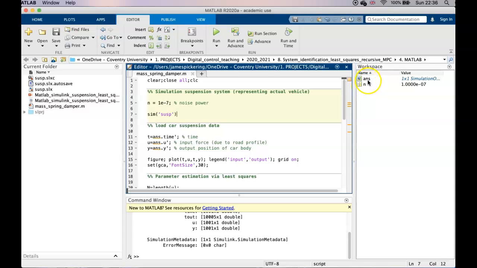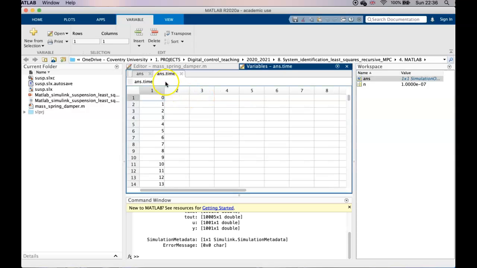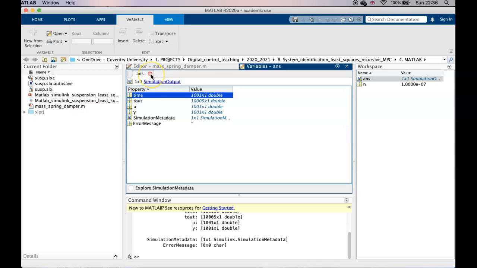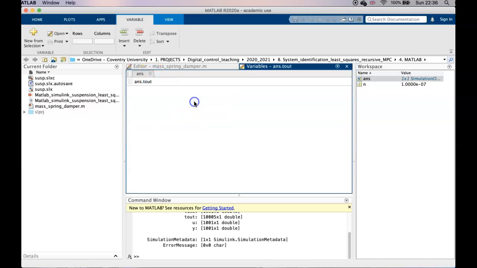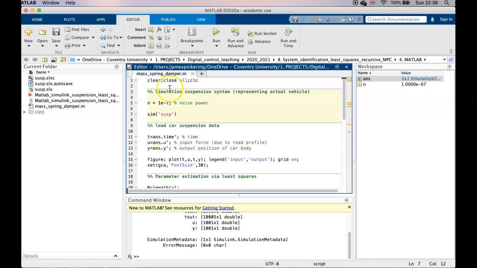So in terms of ants, if I double click on there, sometimes it's not a bad thing to look into the data and then to look at the name of the file. So you can see in this case it's ants.time. And like for example tout is a time, ants.tout. Hence that's why when you plot in your graphs you would use ants.tout.